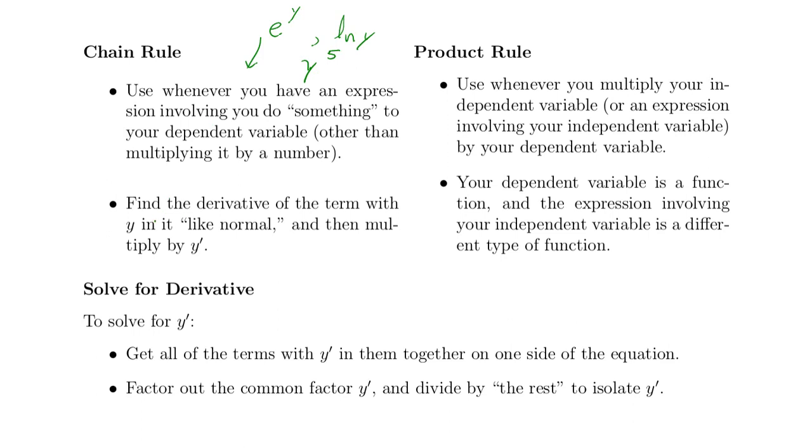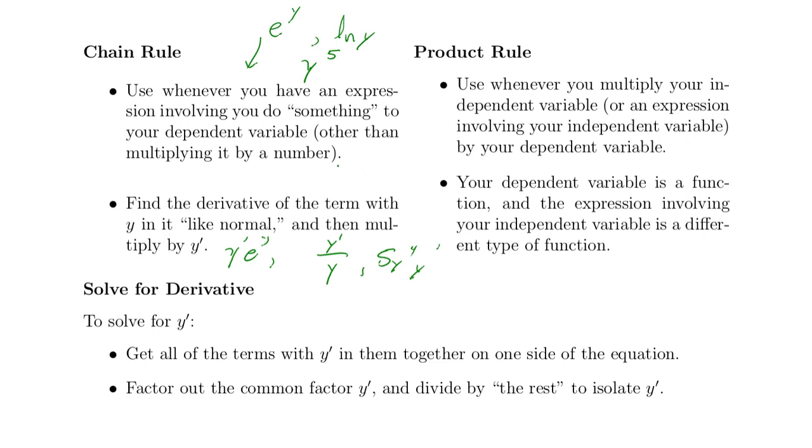What we're going to do is we find the derivative of the term with the y in it like normal. What I mean by that is we just treat it like a regular variable, and then the chain rule says we have to multiply by the derivative of the inside piece. Our inside piece is y, so we end up multiplying by y prime. So the derivatives of all those things are things like y prime e to the y, y prime times 1 over y, and 5y to the 4 y prime. The derivative of e to the y is e to the y, but then we multiply it by y prime. The derivative of natural log of y is 1 over y, but then we multiply by y prime. The derivative of y to the fifth is 5y to the 4, but we multiply it by y prime.